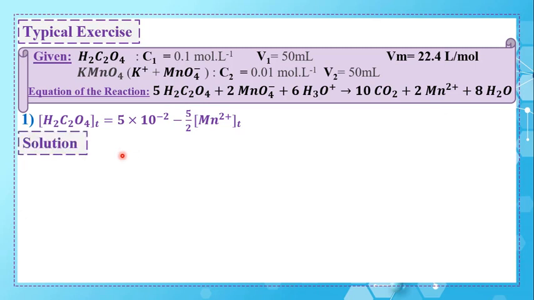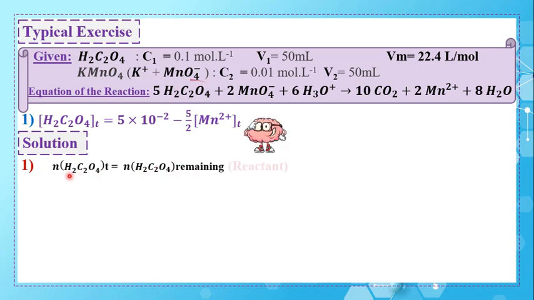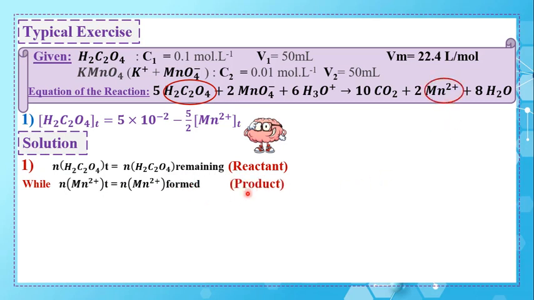Let's remember something. When I write the number of mole of H2C2O4, which is a reactant, at instant t, I mean the number of mole that remains at this instant. While for Mn2+, the number of mole of Mn2+ at instant t means the number of mole formed or produced, since Mn2+ is a product. Please remember these when you work with relations.